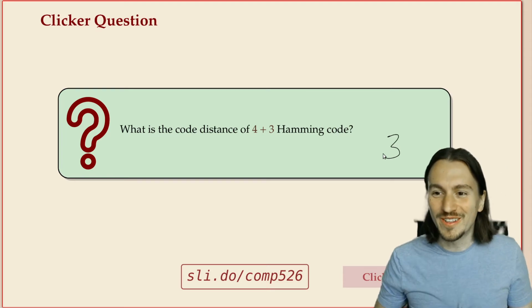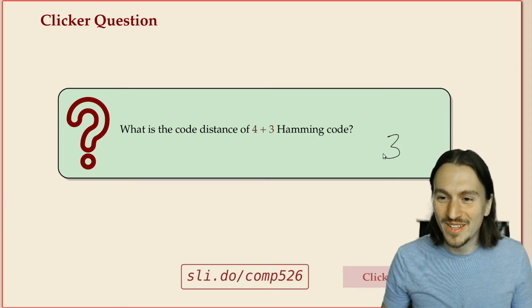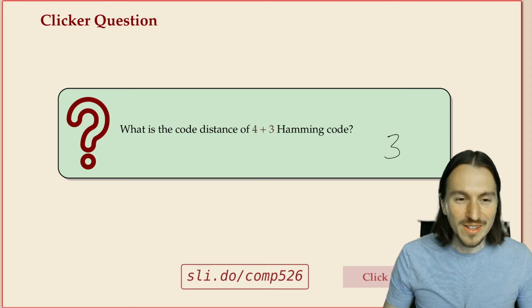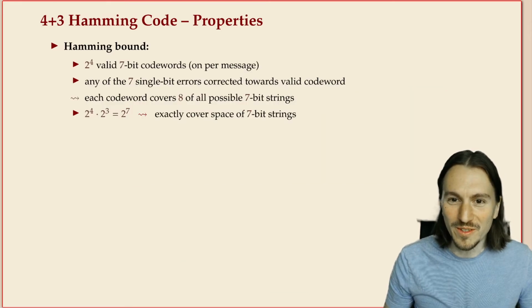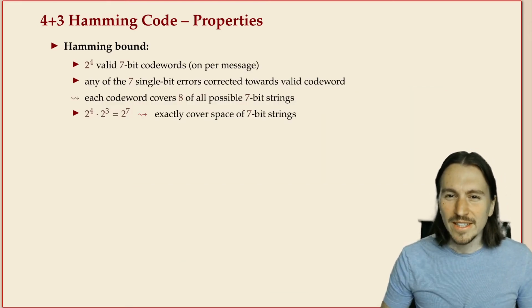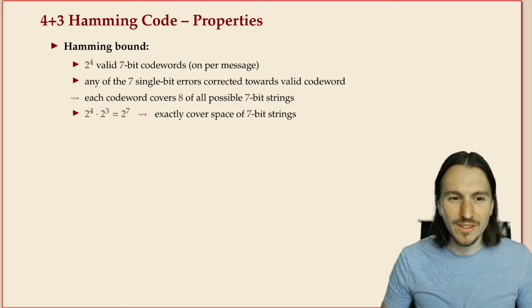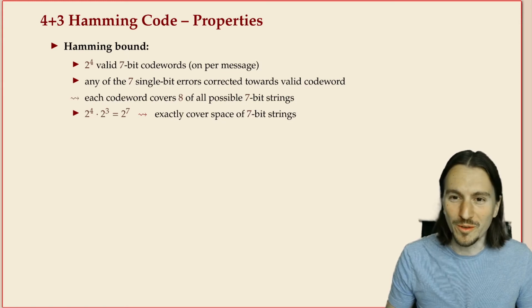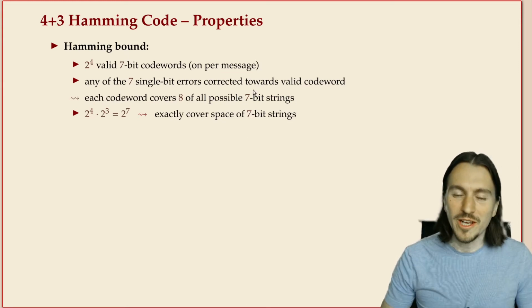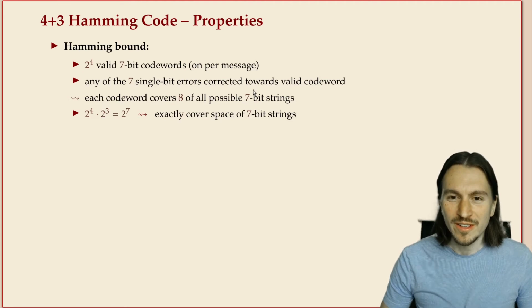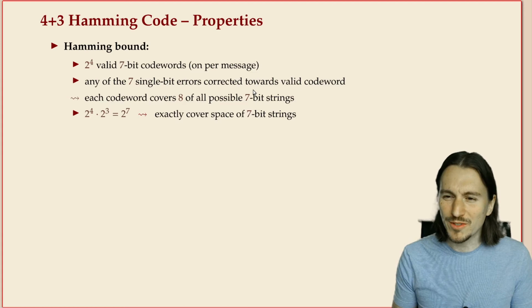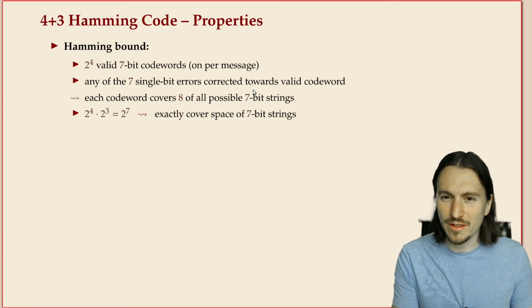So, for the record, 3 is the right answer. And there are many ways to work this out. Let's also recall the lower bound that we had for Hamming codes, or for general codes. We had this lower bound on how big the distance can be with a certain combination of message length and block length.